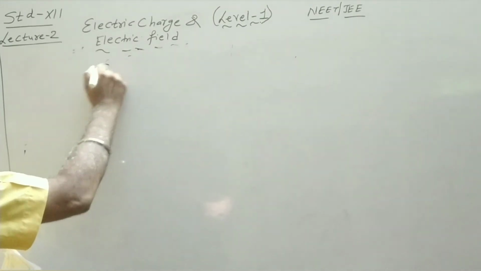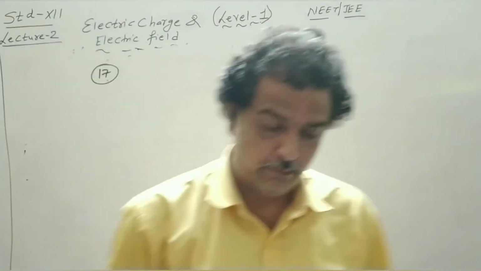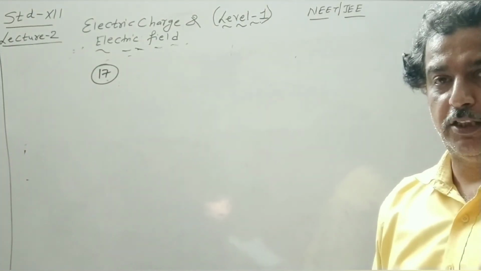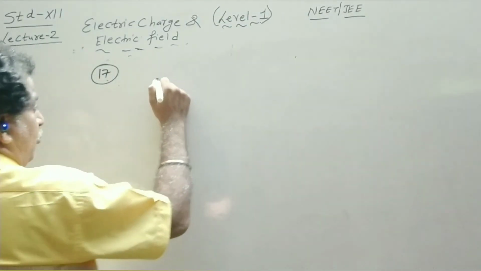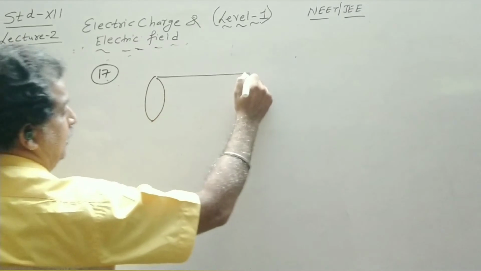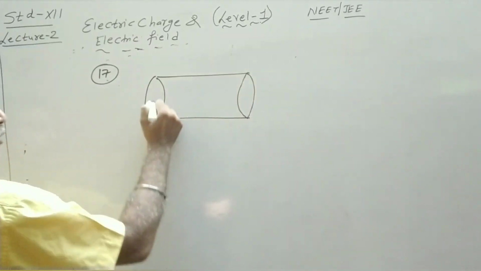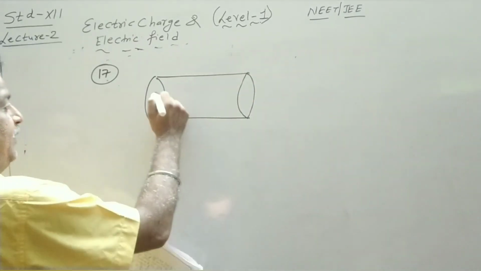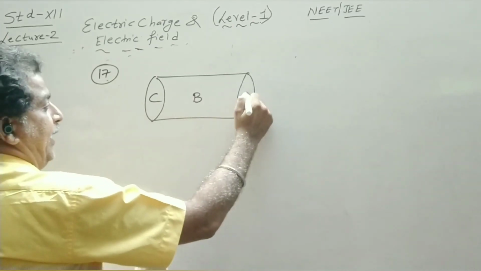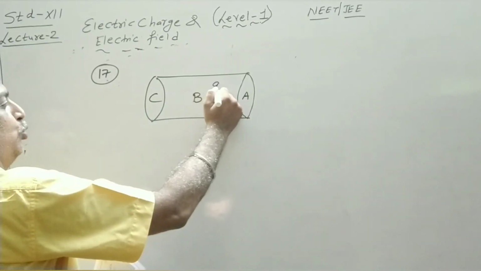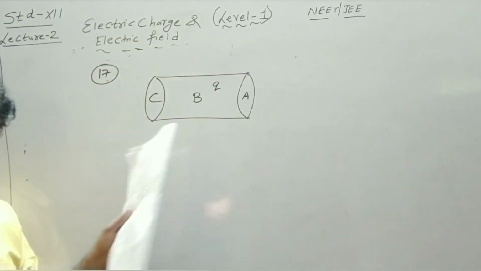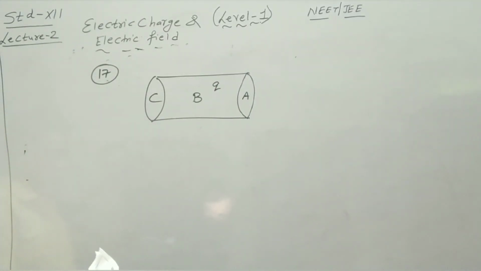MCQ number 17. A hollow cylinder has a charge q coulomb within it. So we have a hollow cylinder. We have three regions C, B, A. The charge enclosed in it is q coulomb. So q charge is enclosed in this cylinder.